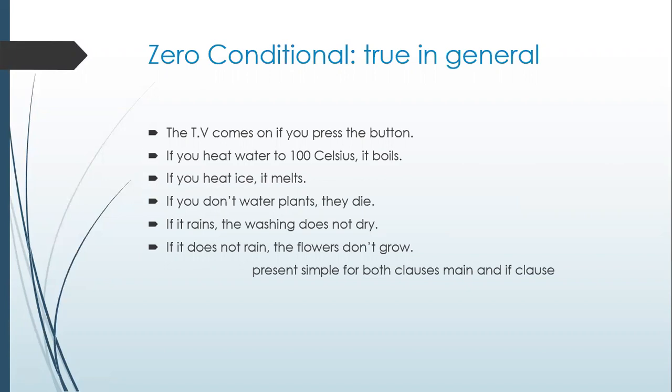Now, what are zero conditional sentences? Zero conditional sentences are those sentences which talk about things which are true in general. For example, the TV comes on if you press the button. Now, here you can't deny it. If you press the button, what will happen? The consequence would be the TV comes on.